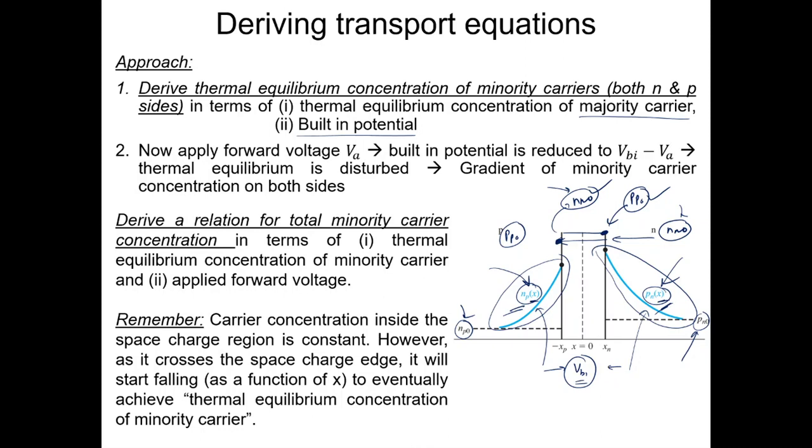Now we'll apply a forward voltage. So the built-in potential is going to reduce from V_bi to V_bi minus V_A, and that is going to disturb the thermal equilibrium concentration. What we have to find is how much that disturbance is and what the gradient of the minority carrier concentration is on both sides, right? So that's the gradient I was talking about. Now once we derive a relation for the total minority carrier concentration in terms of the thermal equilibrium concentration of minority carriers and the applied forward voltage, right?